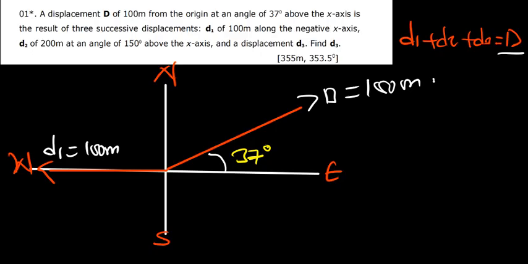Then 90 to 180 is found in the second quadrant, meaning 150 is in the second quadrant. Meaning that vector here, which is D2, is somewhere here, which we have it here. So this 150 is from this point here all the way to that line. So that is my 150 degrees. That is my vector D2, which is 200 meters.